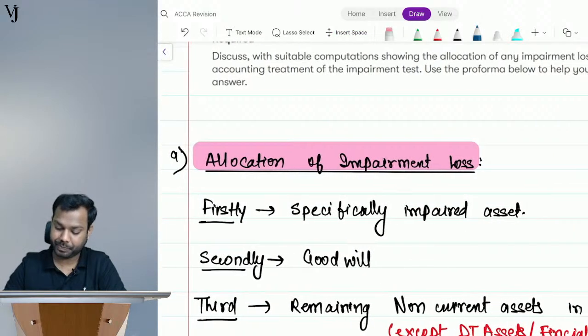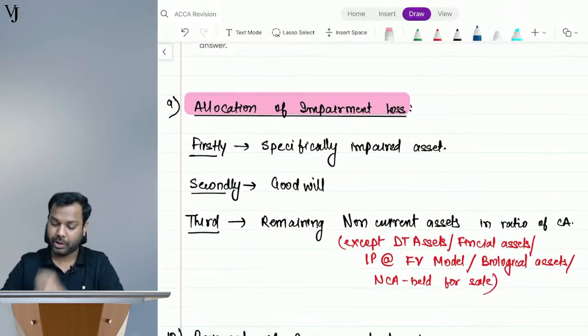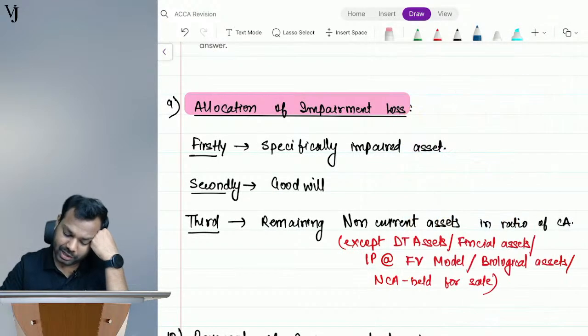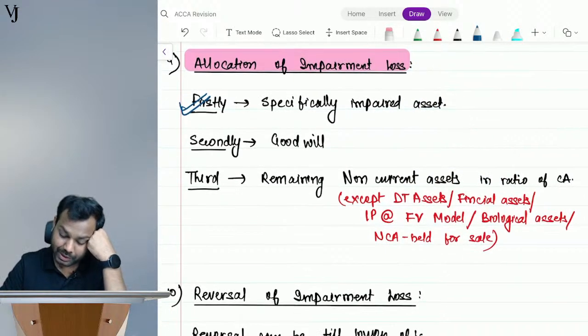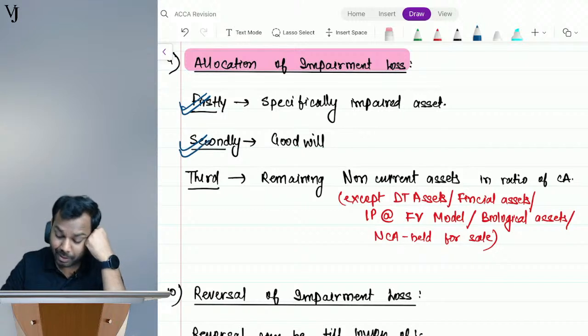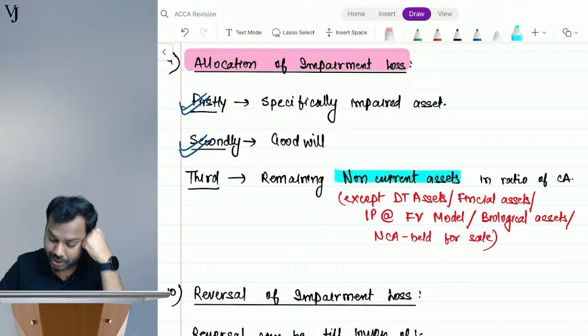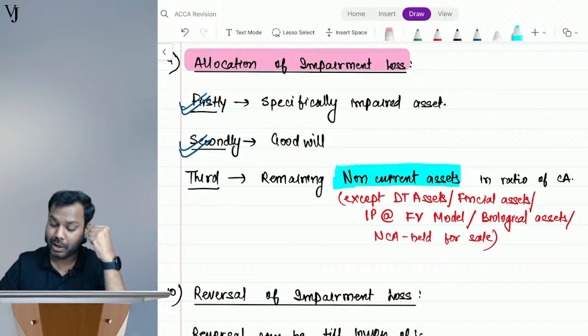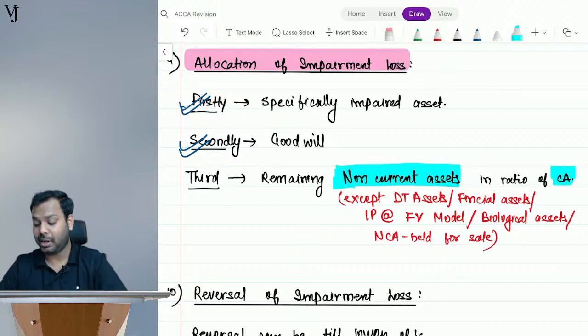Now understand, allocation of impairment loss. We will first allocate to the specifically impaired asset, then we will allocate to goodwill, and the remaining non-current assets in the ratio of their carrying amounts.